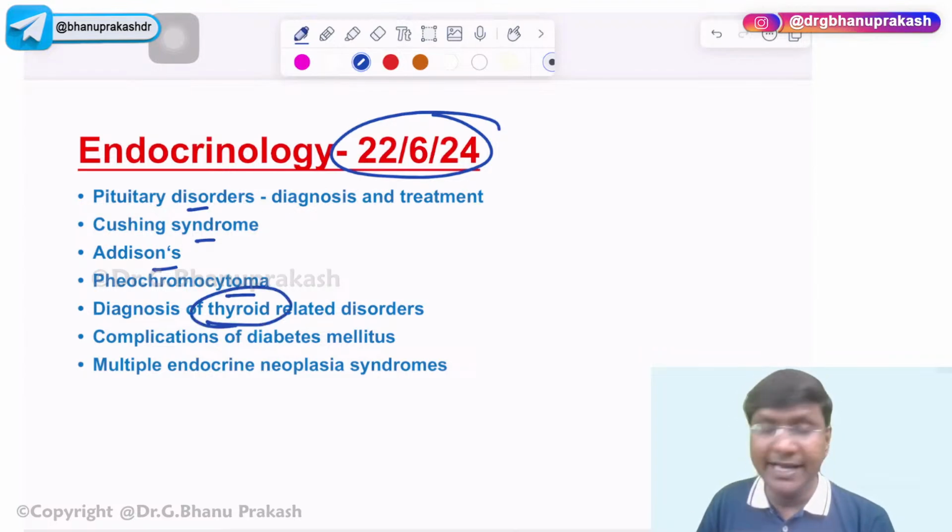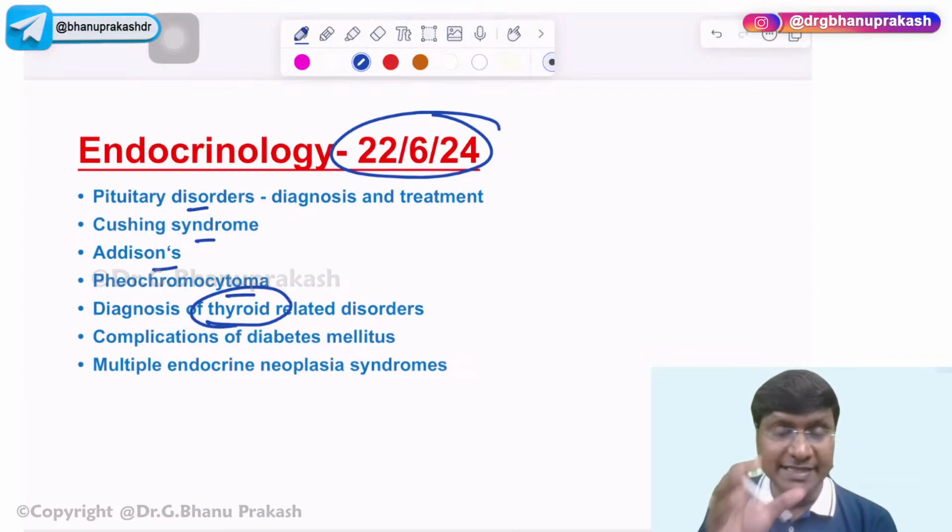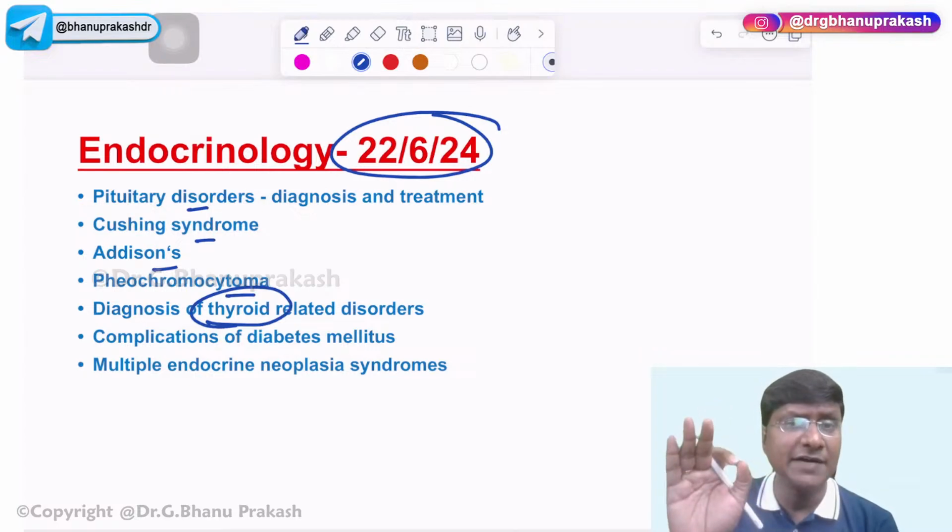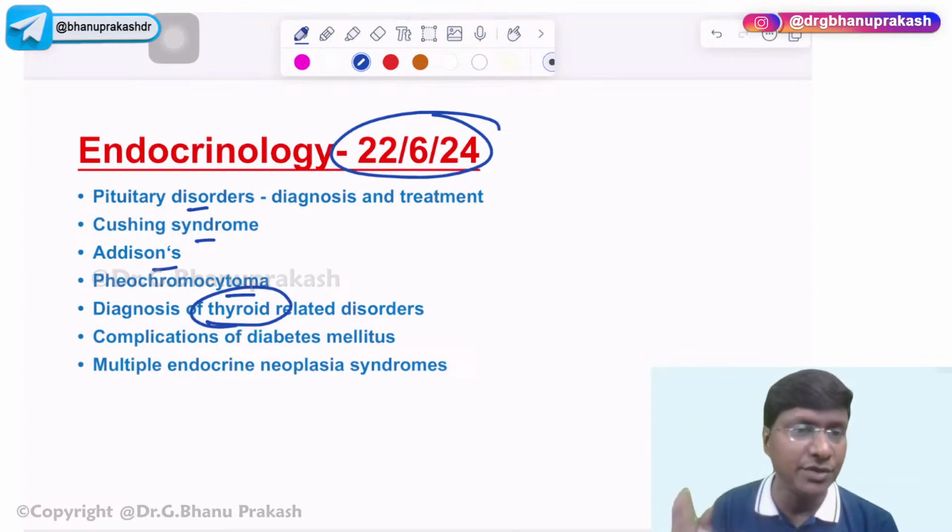And in the thyroid-related disorders, treatment you will be learning in your pharmacology. But what is important in medicine is diagnosis. There is a flowchart in Harrison for the diagnosis of the thyroid-related disorders. That flowchart for the diagnosis is very important that you need to revise.